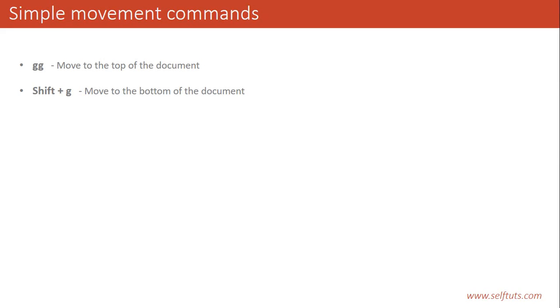Now we'll see other movement commands in Vim. The next command is the J character. If you press J, you will move one row down from the current cursor location. So if you are at line number 5, then by pressing J, you will move to line number 6. In the same way, if you are at line number 5 and you want to move one row up, that is line number 4, you need to press the character K. We'll see it in the demo.